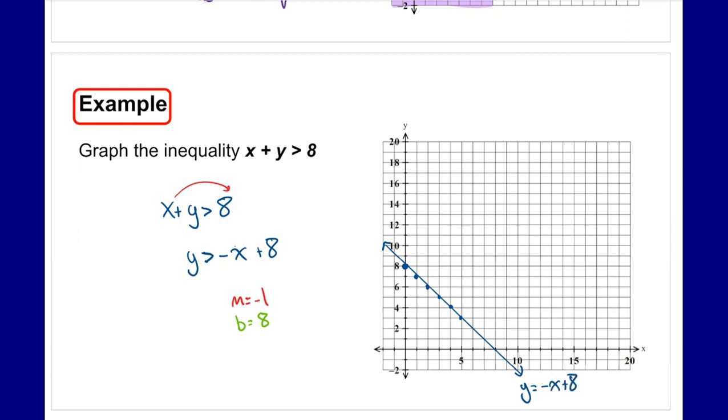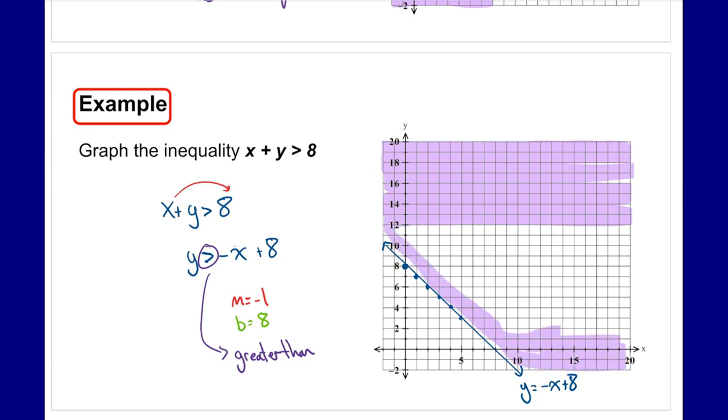Now, the inequality is saying that y is greater than. There is no second line underneath, so it's not equal to. So what we actually have to do is, well, let's draw in what we mean by greater than. So greater than would be anything above the line. And I probably picked a bad grid for this because it's a lot of highlighting. Hopefully you get the idea. Greater than, so it's everything above the line.